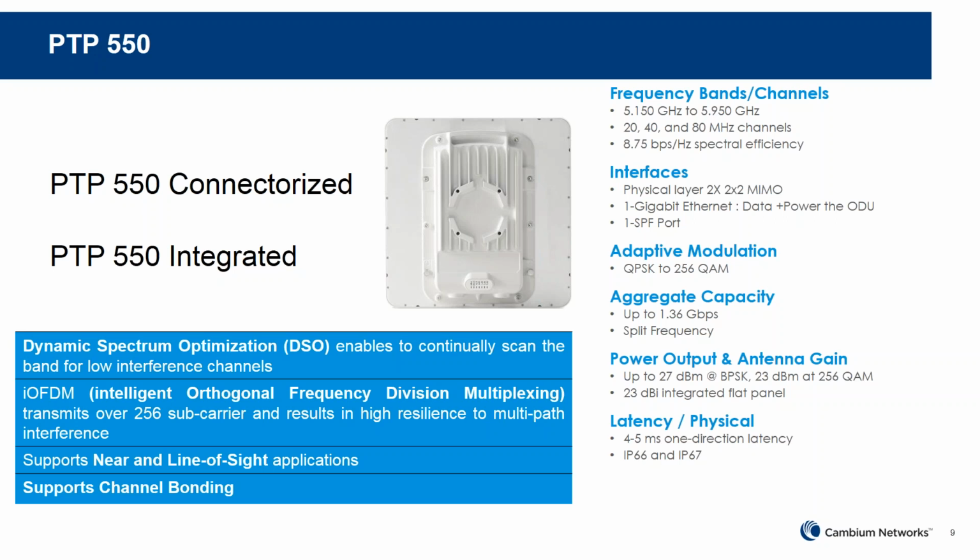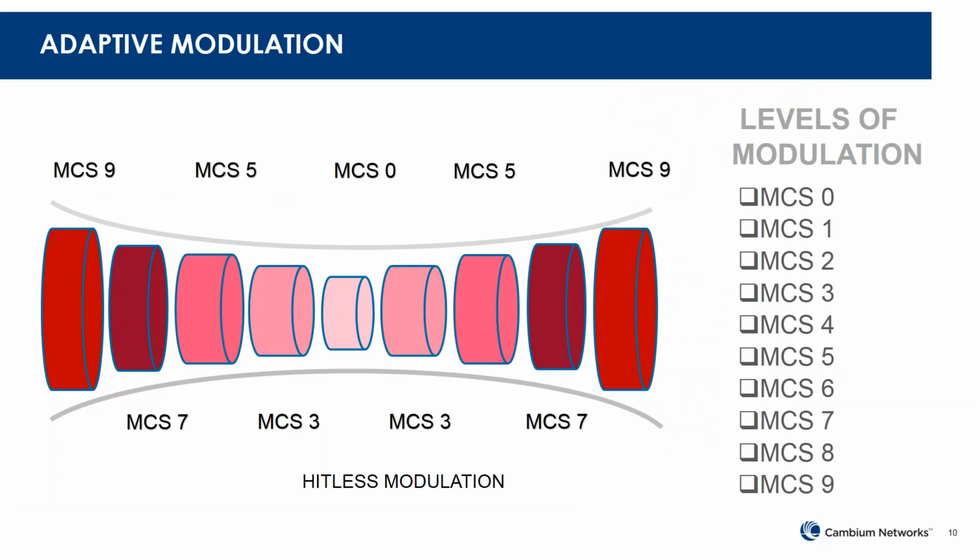It supports near line of sight and line of sight applications, and it also supports channel bonding, which we'll get into a little bit later on. This is the adaptive modulation, which is hitless for the PTP 550. So basically, as you have worse interference, your MCS rate goes down, and as your interference decreases, you can level up your modulation scheme from 5 to maybe 9 along the way.